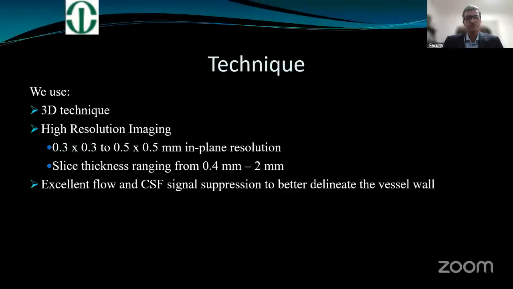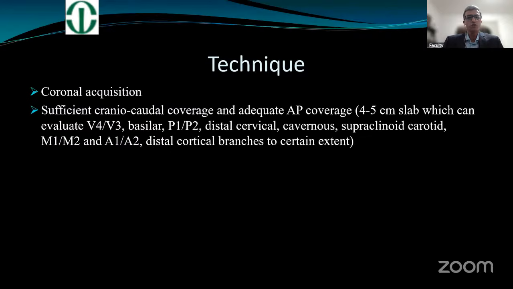And we get excellent flow and CSF signal suppression to have a better delineation of the vessel wall. So we do a coronal acquisition. The coronal acquisition provides us with adequate craniocaudal coverage. And since the anteroposterior slab is only up to 4 to 5 centimeters, this craniocaudal acquisition provides us with an adequate AP coverage as well.